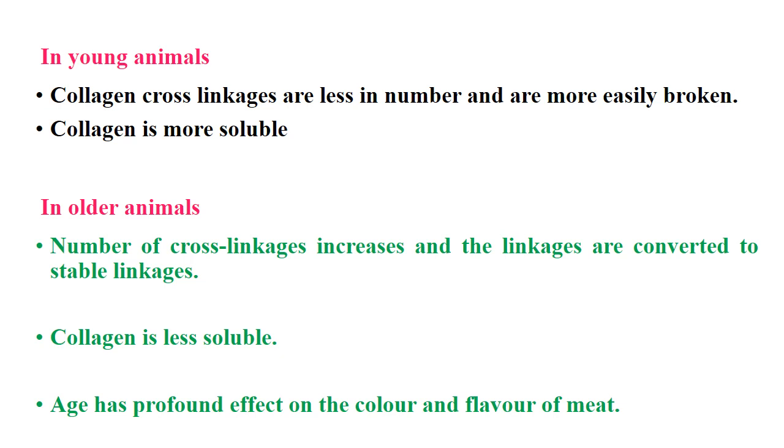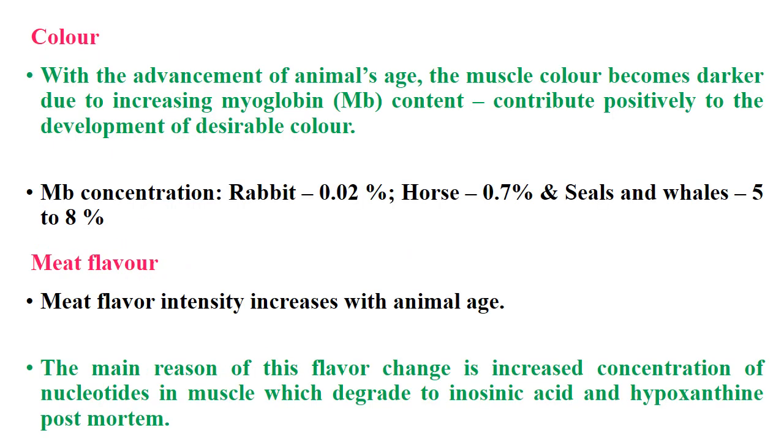Whereas in older animals, the number of cross linkages increases with the increase in age, and these are converted to stable linkages with age. So here the collagen is less soluble, so when it is cooked it won't easily get converted to gelatin. Age also has a profound effect on the color and flavor of meat. With the increase of age, the color will be darker and the flavor also will change due to many other chemical changes. So now we will see about the color.